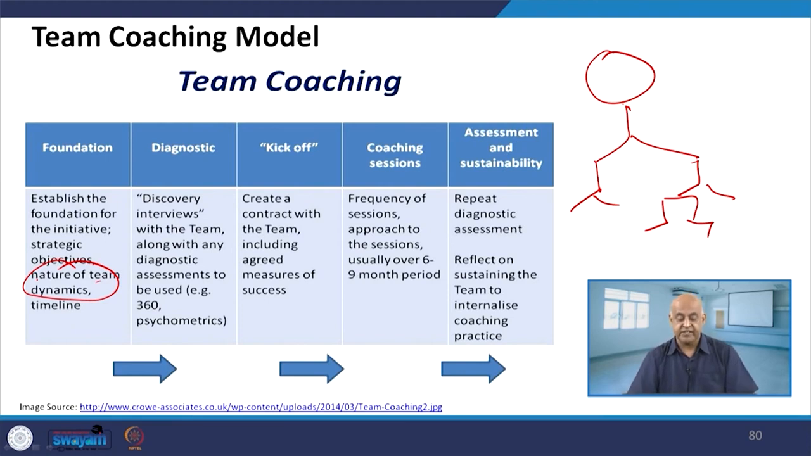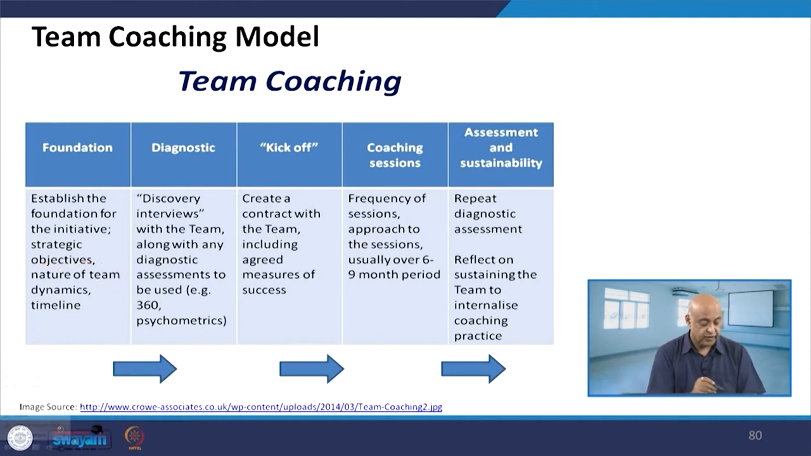Coaching sessions follow: frequency of sessions and approach to the sessions, usually over a 6 to 9 month period, and a repeat diagnostic assessment. Then reflect on sustaining the team to internalize coaching practices. A very important point is the assessment used: 360 degree psychometrics, so you are taking the opinions of all. When you consider everyone, you will be able to develop an understanding of what type of coaching is required and what type has been used. So create a contract. Assessment and sustainability of this type of coaching is very important, so the team internalizes the coaching practice, and with these practices you will have a team with proper effectiveness.